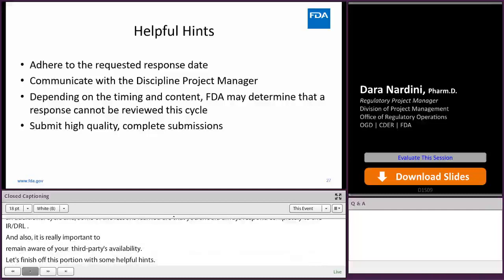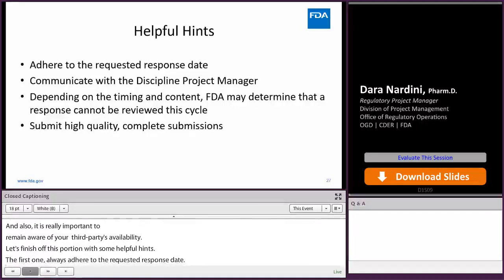Communicate with your discipline project manager. Depending on the timing and content, FDA may determine that a response still cannot be reviewed this cycle. And lastly, submit high quality, complete submissions.